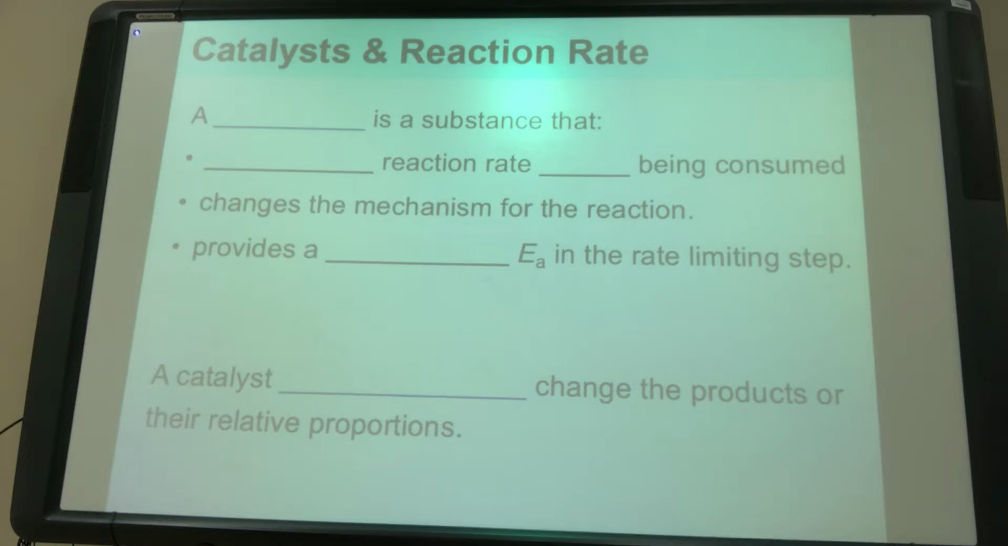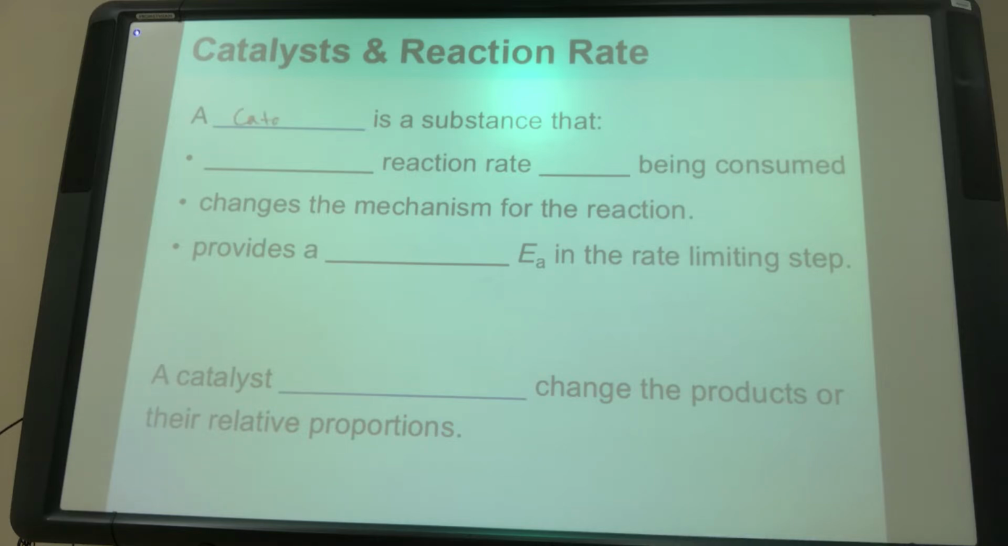So remember we talked about at the beginning of this chapter that there's 4 different things that affect a reaction rate. We said properties, concentration, temperature, and a catalyst. So now we're going to talk about that last thing, a catalyst. All right, so let's talk about what a catalyst is.